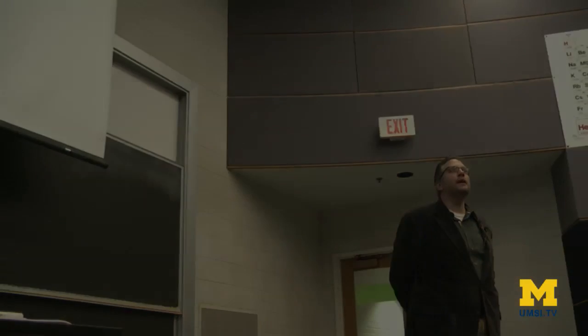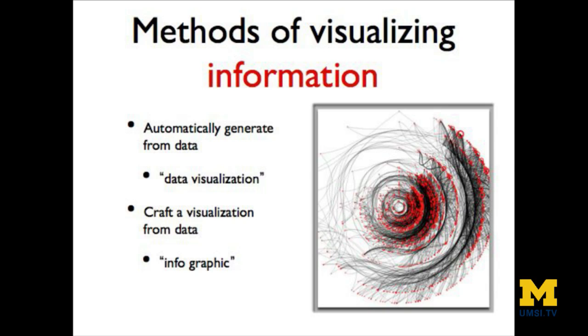So we have two main methods by which we can take information and turn it into a visual format. And those two methods, we'll go over different examples of each for the rest of this section. One example is data visualization, which is where you take data that is available in big databases or data sets, and then you use a computer program of some sort to automatically generate an image or some sort of graph out of that.